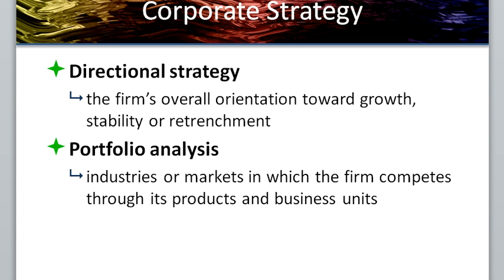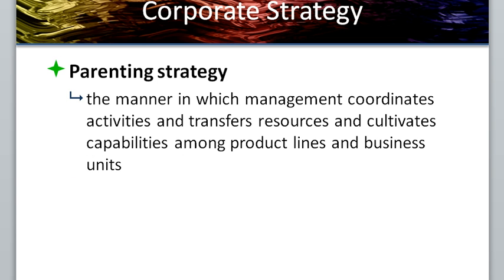Now, a directional strategy is the orientation that they want to take the company. Some companies are looking for growth, some companies are looking for more stability, and some companies are looking to pull back and consolidate. It all depends on which strategy will best maximize shareholders' wealth. Portfolio analysis is looking at industries or markets in which the firm is involved and trying to figure out which products and business units are inside of which industry and markets, and the overall condition of those markets.